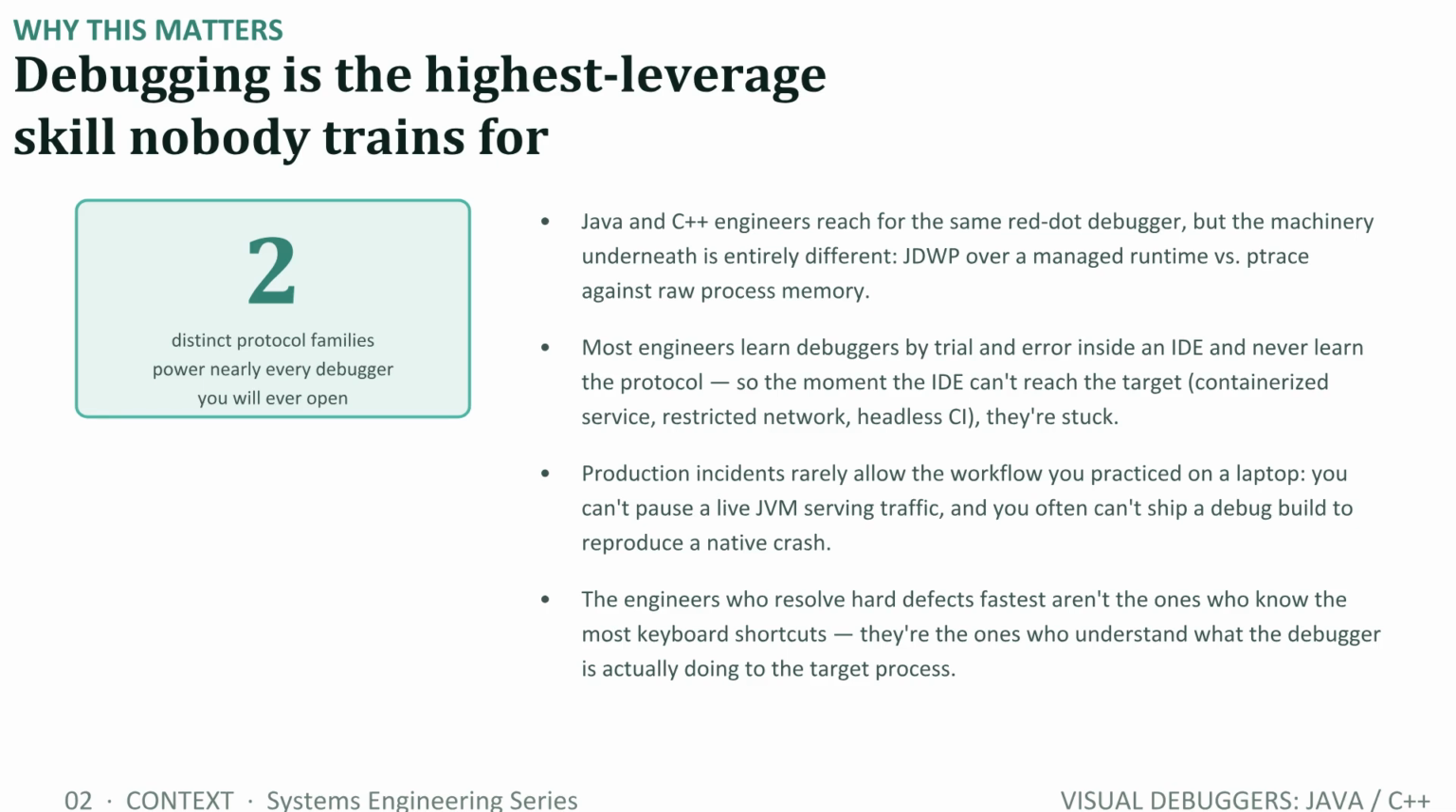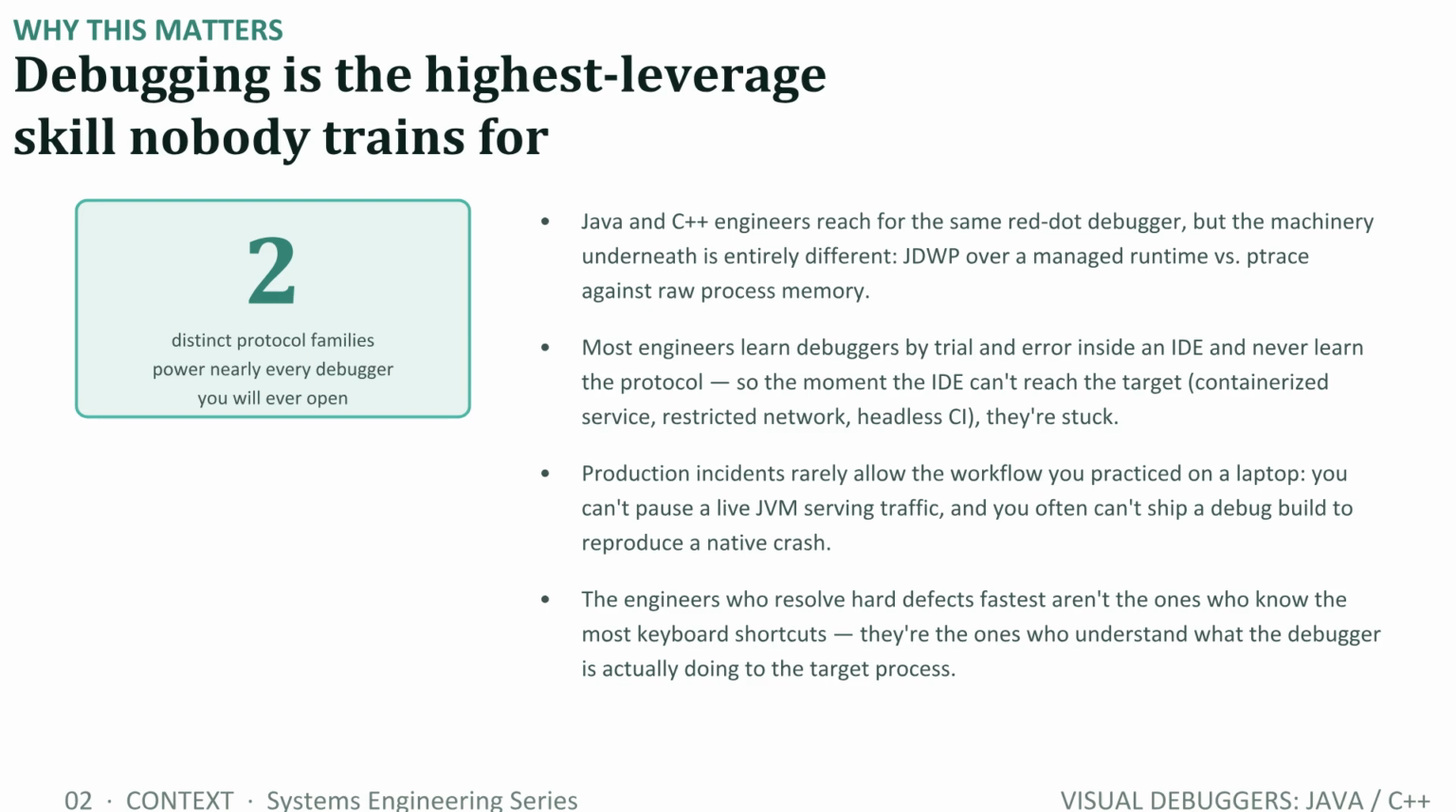Java debugging rides JDWP, Java Debug Wire Protocol, part of the JPDA, Java Platform Debug Architecture stack, alongside JVM-TI. C++ debugging on Linux rides the ptrace syscall directly against the OS process. Different failure surfaces, different tooling, different production risk profile.